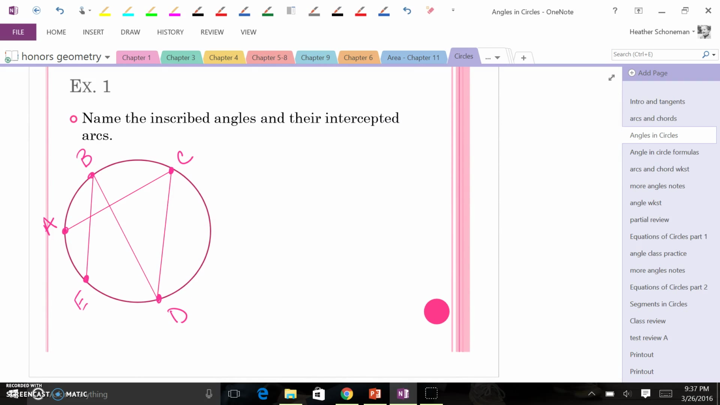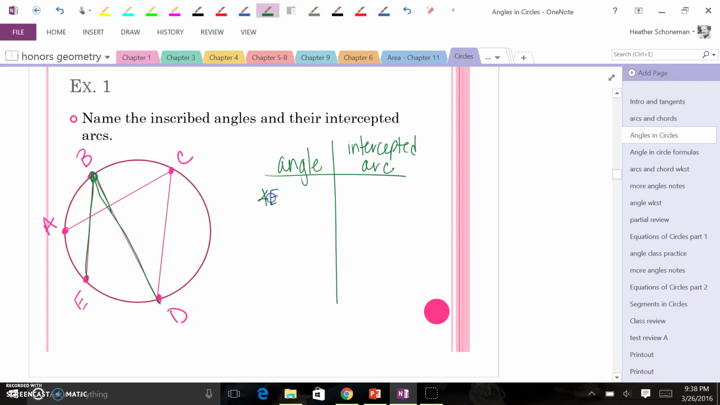So before we talk about the formula, let's look at a picture where we've got lots of inscribed angles, and we're going to identify the angle and the intercepted arc. So first, let's look at this right here. If I look at angle EBD, just remember, B has to go in the middle because it's the vertex. Angle EBD has the vertex on the circle, and it's formed by two chords, so it's definitely an inscribed angle. And when I look over here, its intercepted arc would be arc BC.